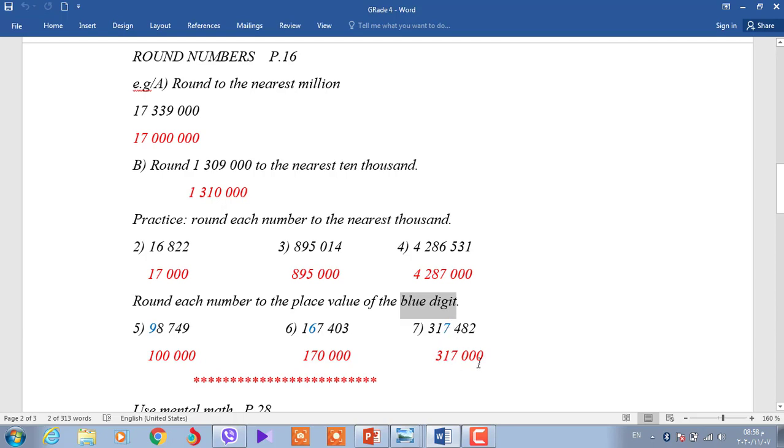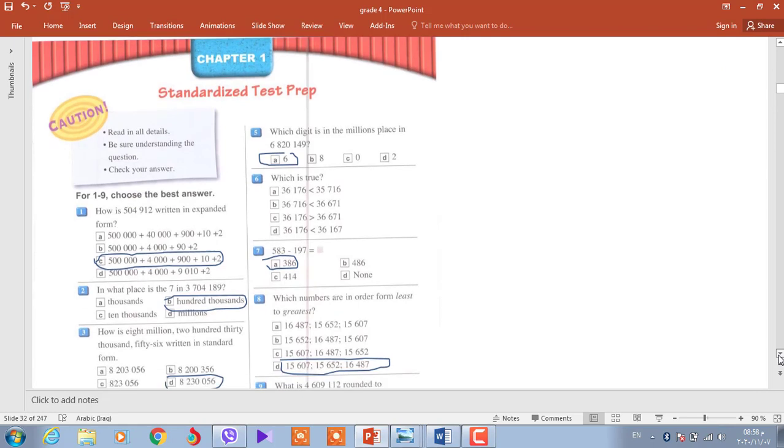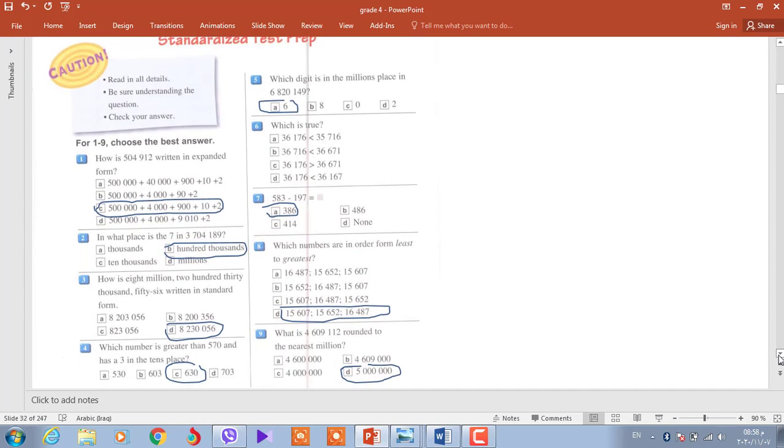I think that's enough for this lesson about rounding numbers. I hope you understand the lesson. And now we are going to solve the review of chapter 1. Just solve the questions at page 23.